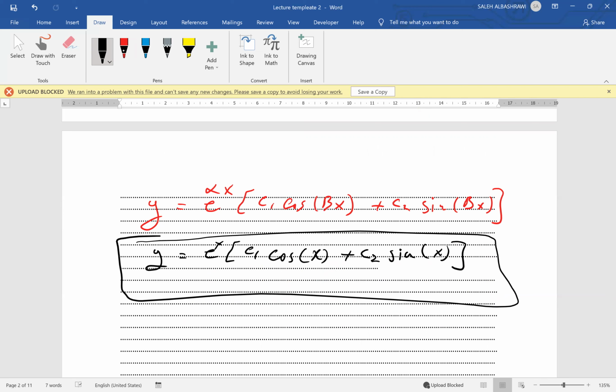m1 and m2 are complex conjugates. Then the general solution is y equal to e to power alpha x multiplied by c1 cosine beta x plus c2 sine beta x. So this is how to find the solution of a second order linear differential equation. Just write the auxiliary equation, then find the roots, and then write the general solution.